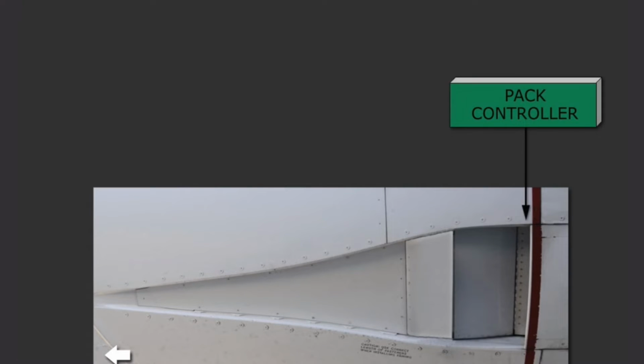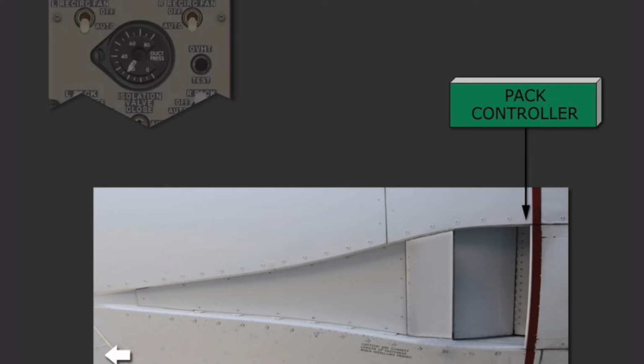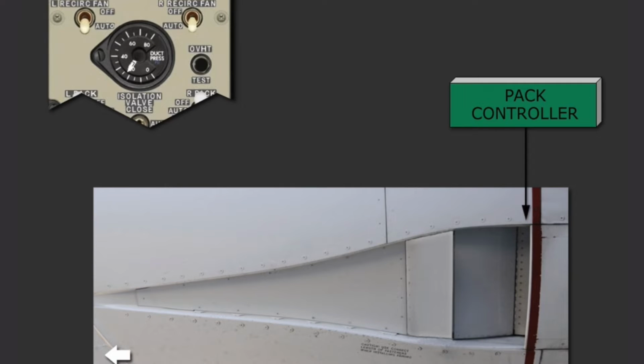The ram air system provides cool ram air for the heat exchangers. The ram air doors are controlled automatically by the pack controllers. On the ground or during slow flight with the flaps extended, the ram air inlet doors move to the full open position. This provides maximum cooling for the air conditioning packs. When the ram air doors are full open, the blue ram door full open lights illuminate.